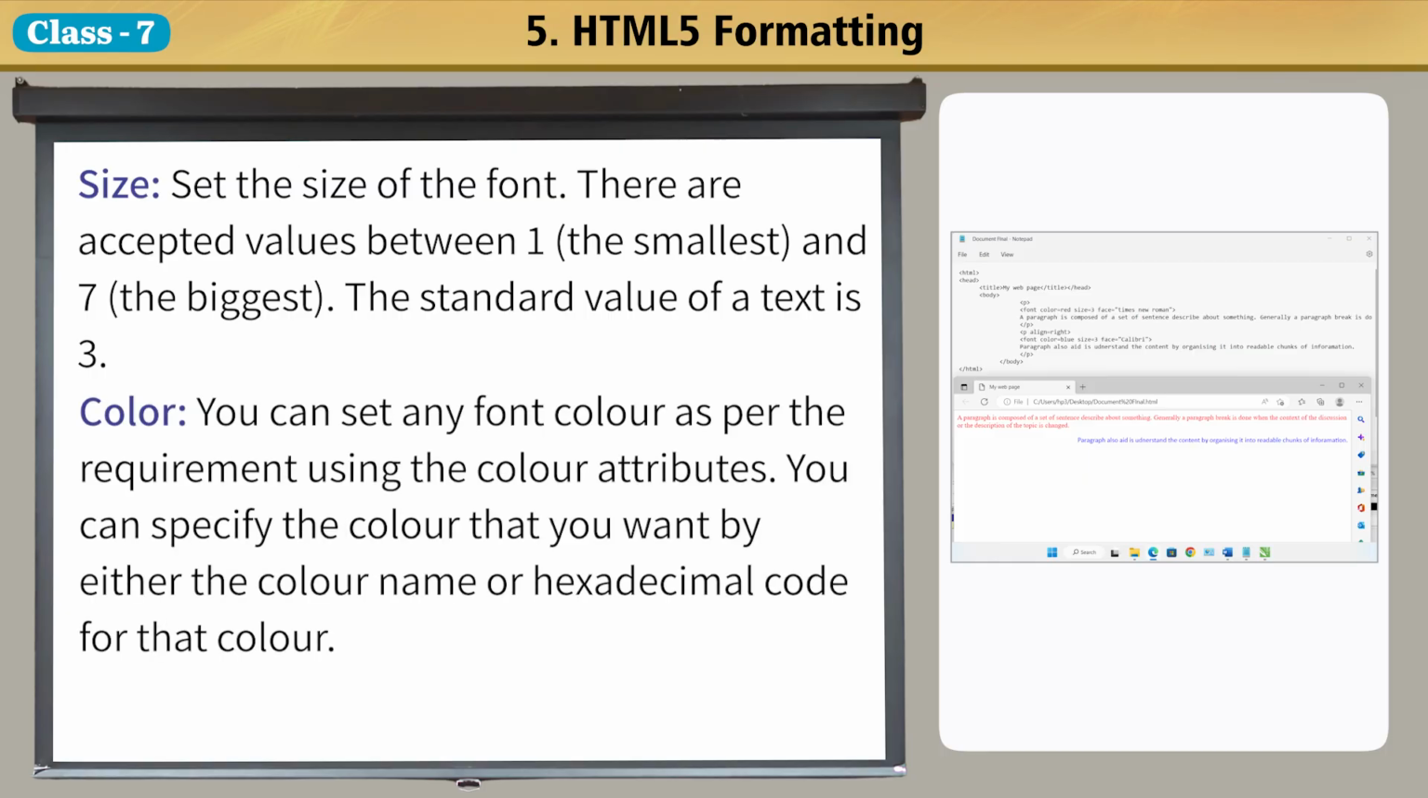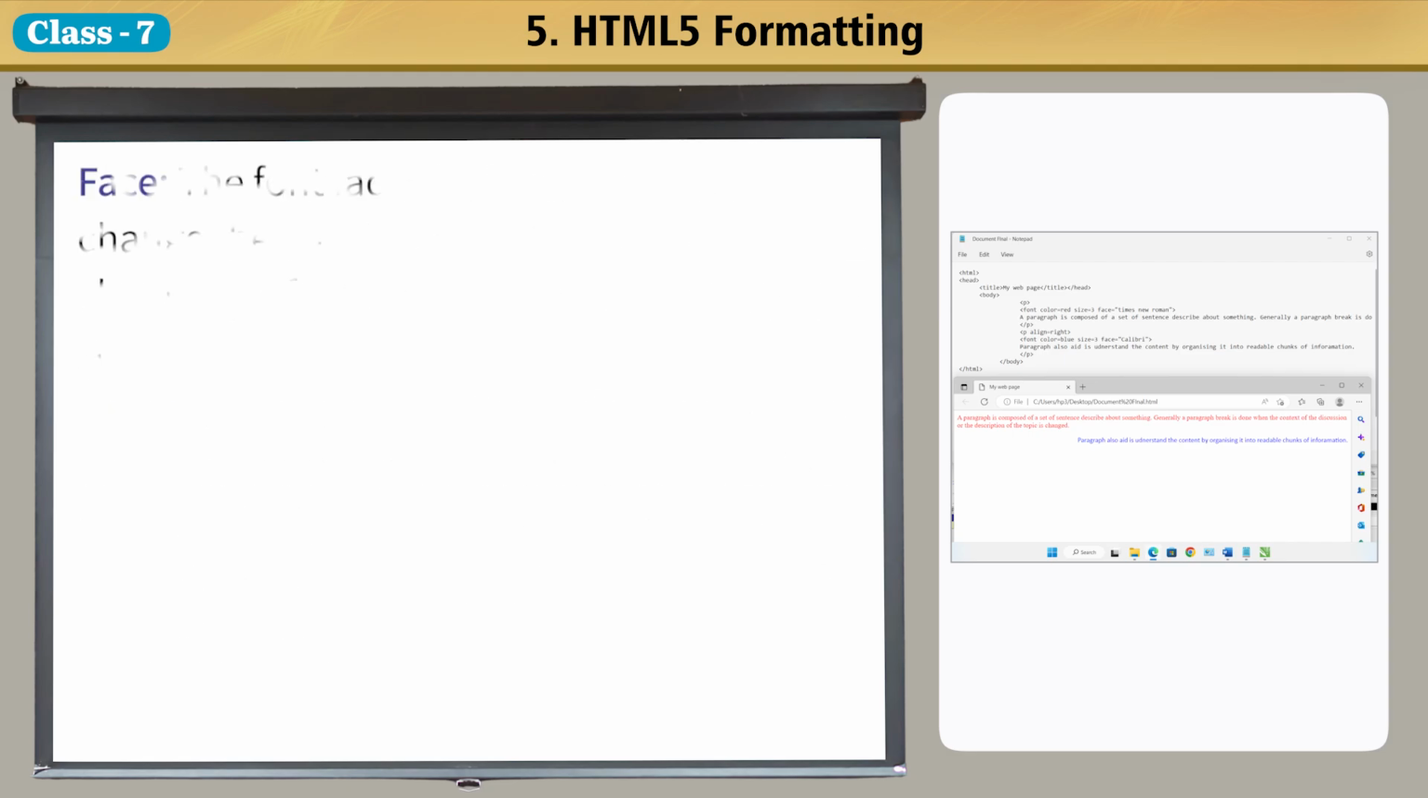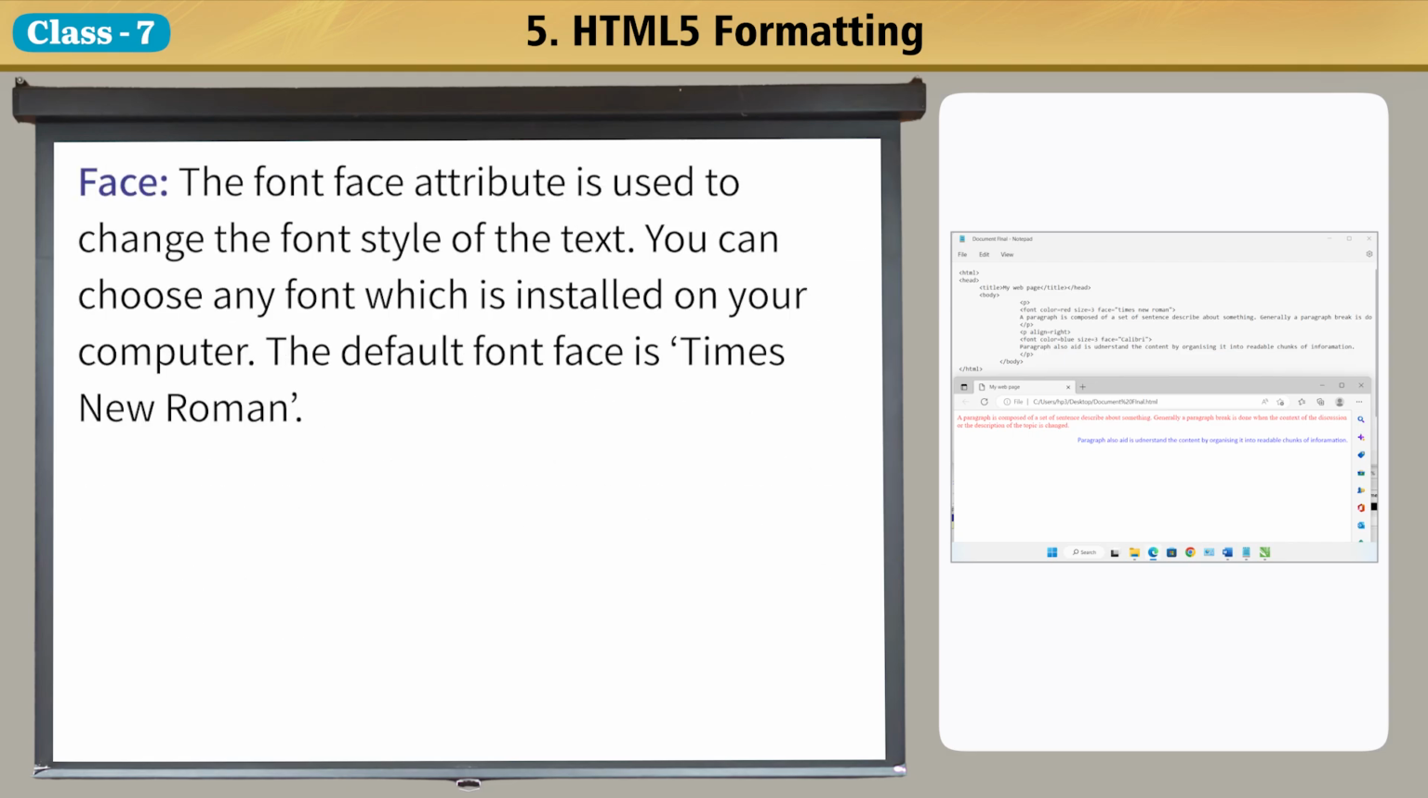Color. You can set any font color as per the requirement using the color attribute. You can specify the color that you want by either the color name or hexadecimal code for that color. Face. The font face attribute is used to change the font style of the text. You can choose any font which is installed on your computer. The default font face is Times New Roman.